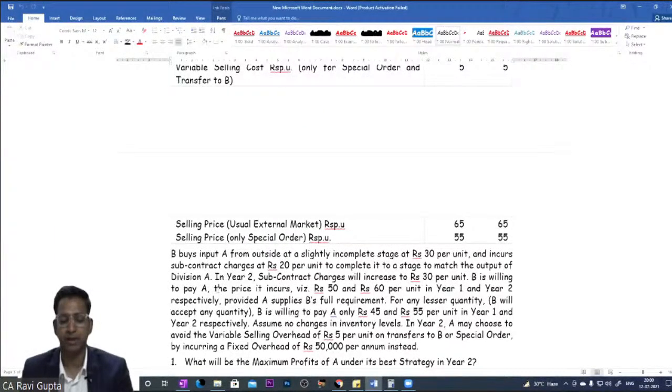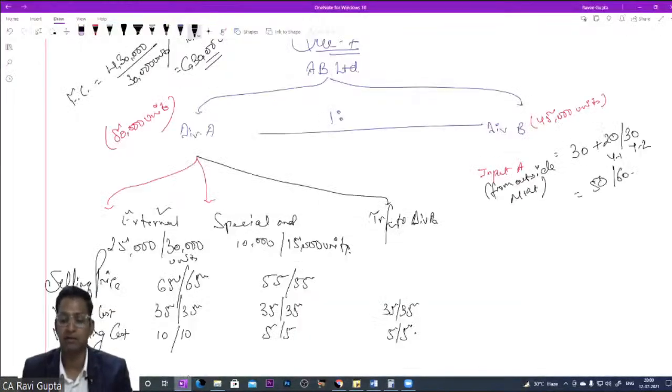B is willing to pay A the price it incurs, 50 and 60 per unit in year 1 and year 2 respectively, provided A supplies B's full requirement. What is the requirement of division B? Its capacity is 45,000. So if division A is willing to transfer all 45,000 units, B will pay 50 rupees and 60 rupees, what it is paying externally.